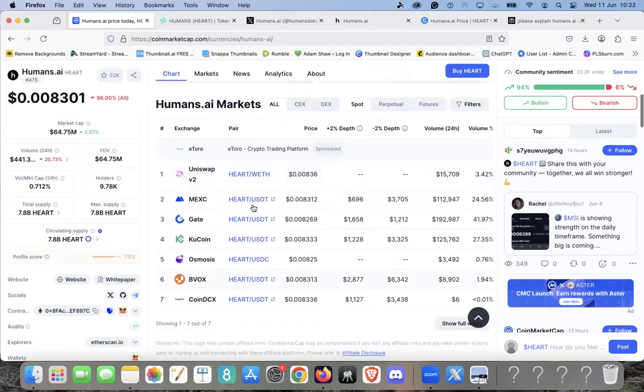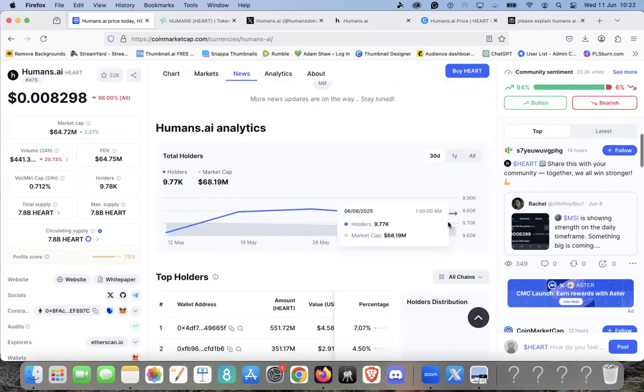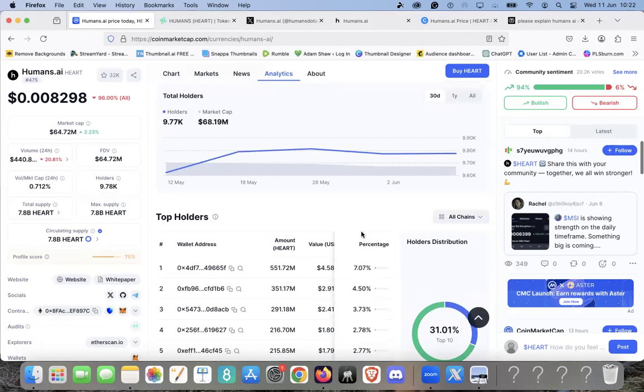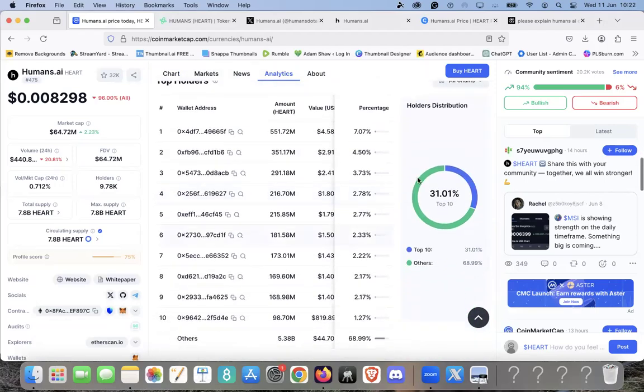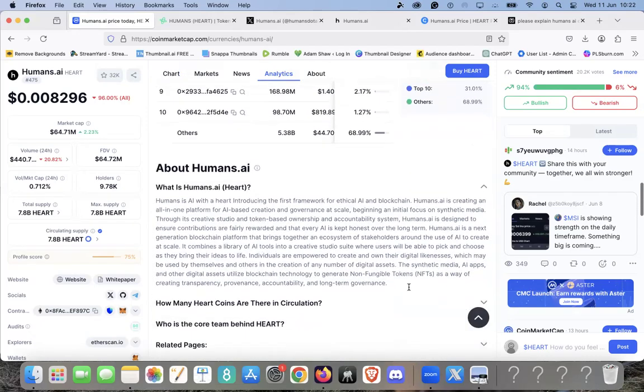So as we scroll down, we see it's on a few exchanges, nothing major, but it is on a few. And as we go down, we see the top holders, well, the total holders are almost 10,000. So there's a good few people invested in this project. We look at the top 10 wallets have got 31% of the supply. That's not great, but there's definitely far worse projects than that. And based on the current price, I'm not so concerned about this issue here.